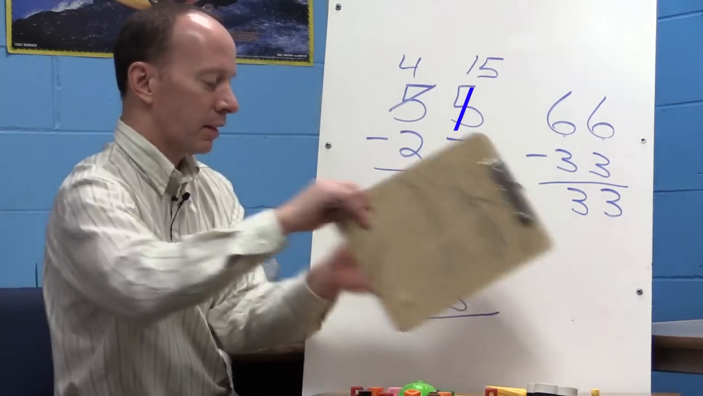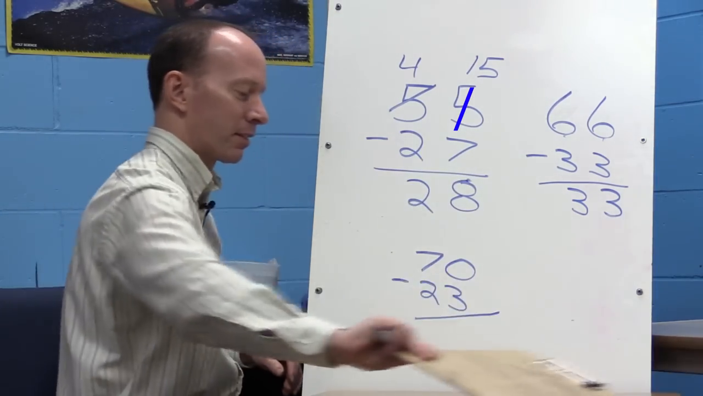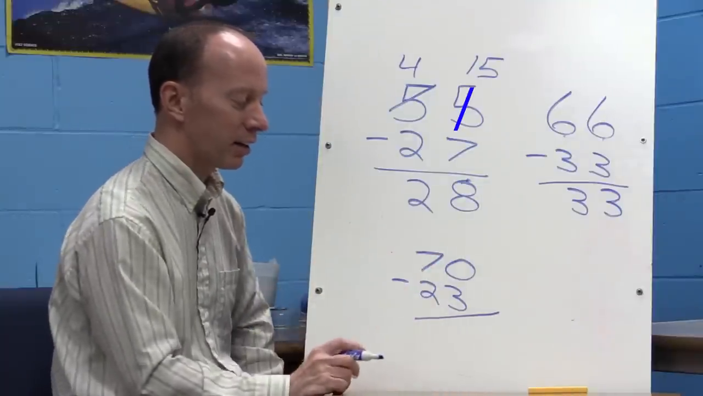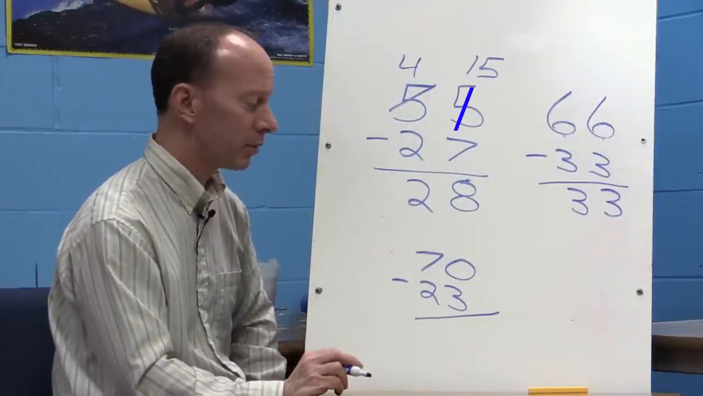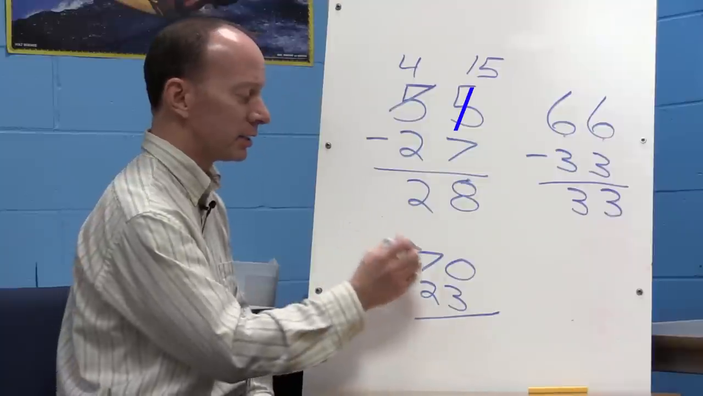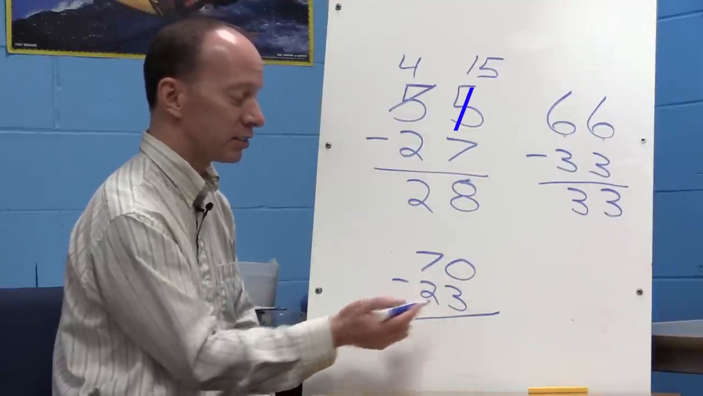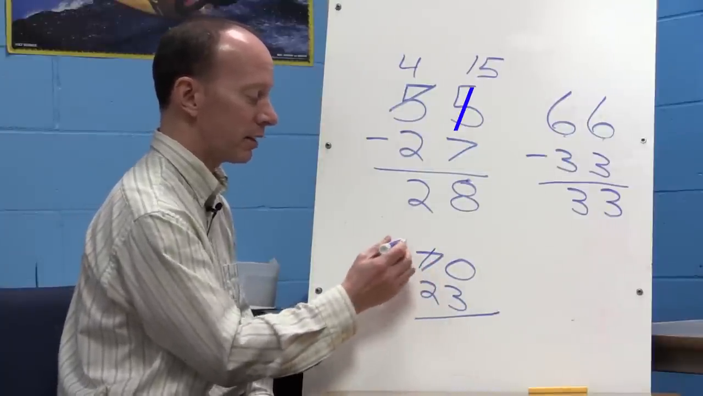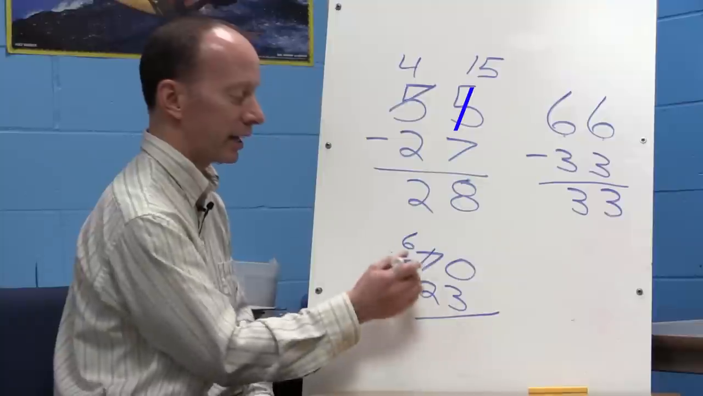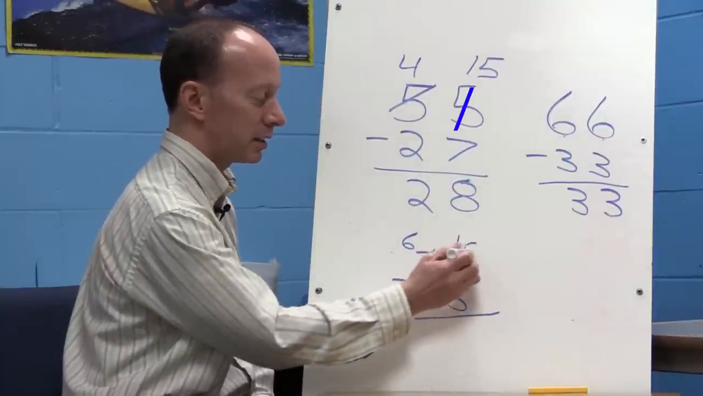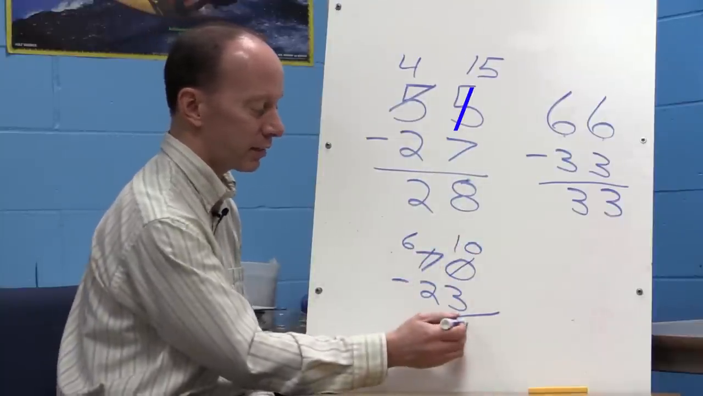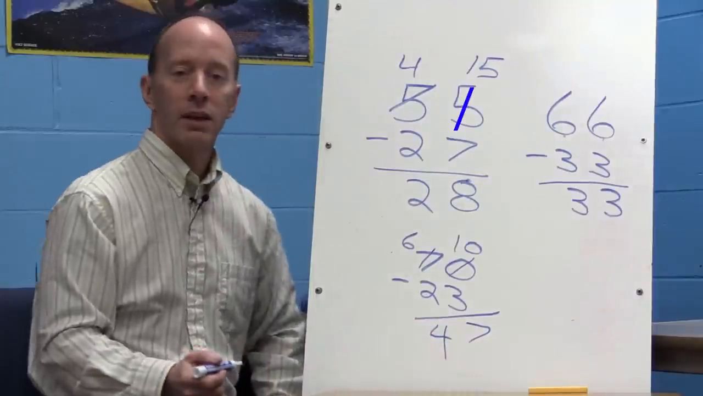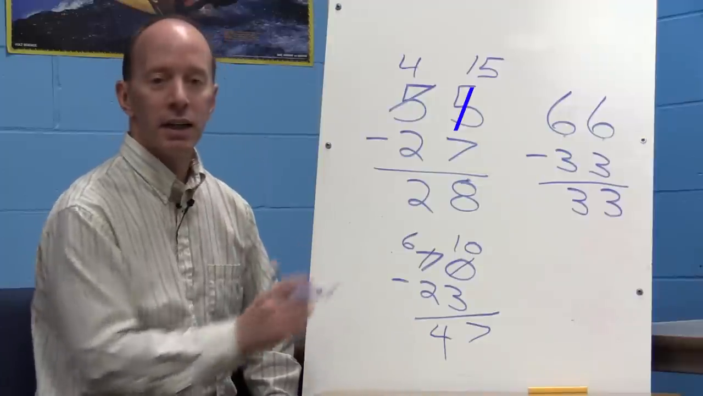Down here, 70 minus 23, I had that 0. You tried to trick me on that problem before, but I'm not gonna fall for that. So that number is, there's nothing there, so I need a big hat for that number here. Take 1 away from the 7, turn that into a 6, add that 10 to the 0, it's 10. 10 minus 3 is 7, 6 minus 2 is 4. Bada bing, bada bing. You guys did it.